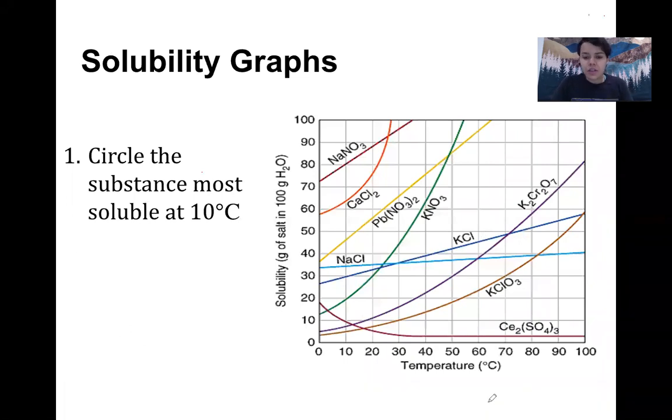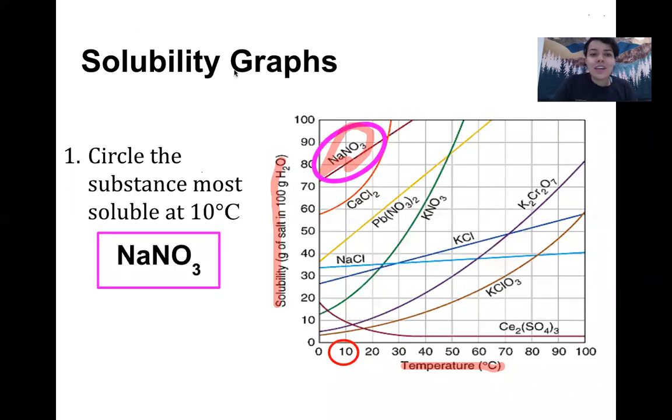So let's look down here. We find the temperature. 10 degrees Celsius is over here. Which one is the most soluble? Solubility is over here. At 10 degrees Celsius, which one is most soluble? Is that you, NaNO3? It is NaNO3, right? So that's how you read this graph. It's temperature versus solubility. We look at the temperature, it's asking for the most soluble, so it's right above, right?